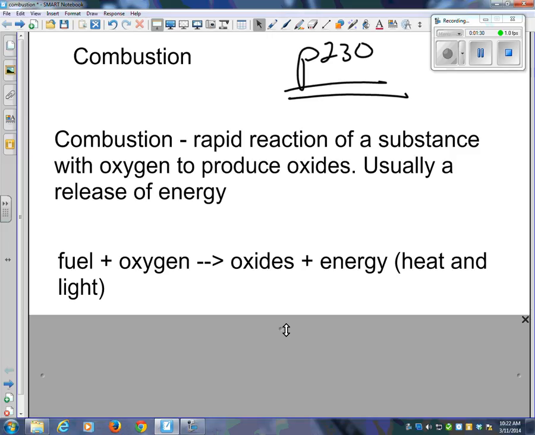Usually there is a release of energy, and that energy is usually in the form of light and heat. Okay? Exactly. Now, sometimes things combust much more rapidly than others, right? Can you give me an example of something that combusts quickly? Gasoline. We use that in our cars, right?